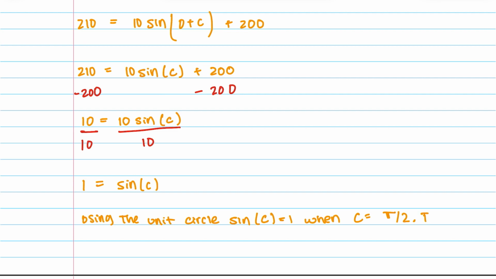By finding this value of c, we can finish our equation, and our h of t equation becomes 10 sine of pi over 6 t plus pi over 2, plus 200. Our final answer.